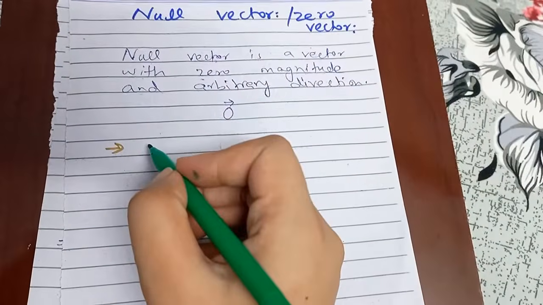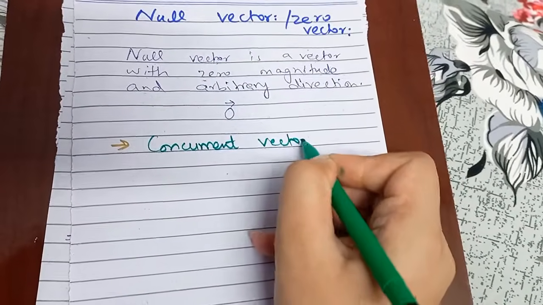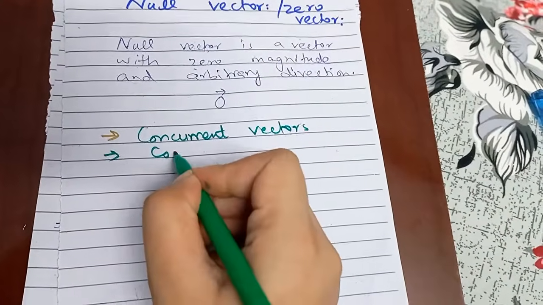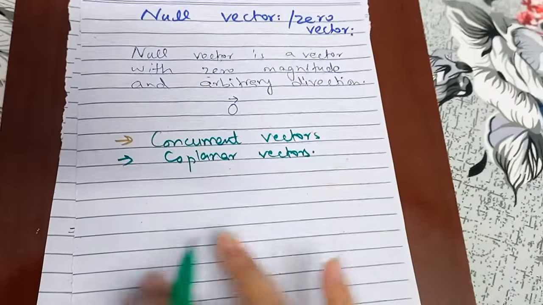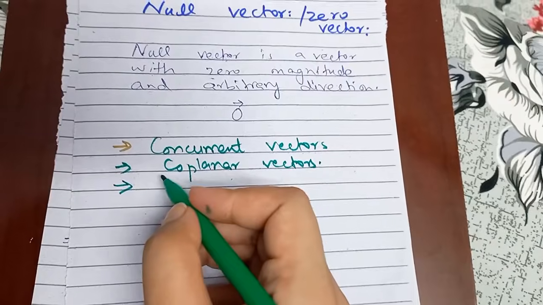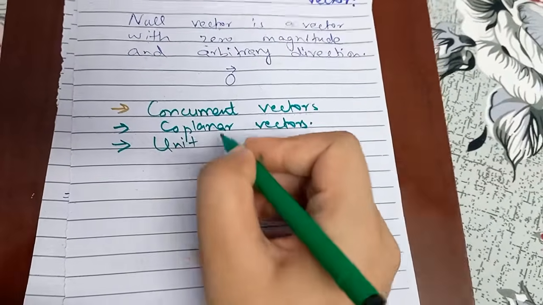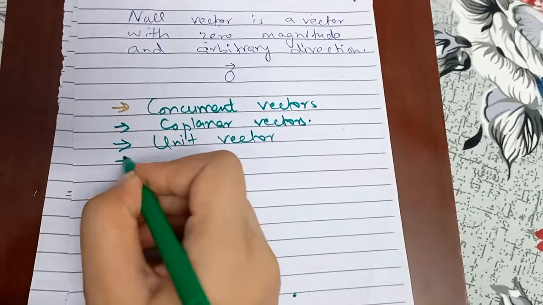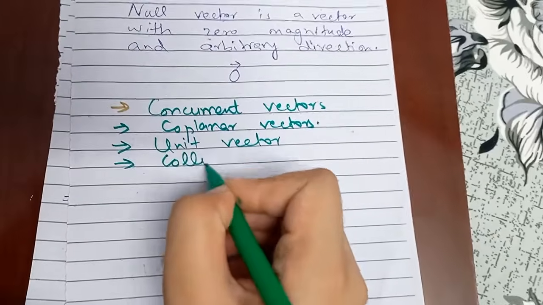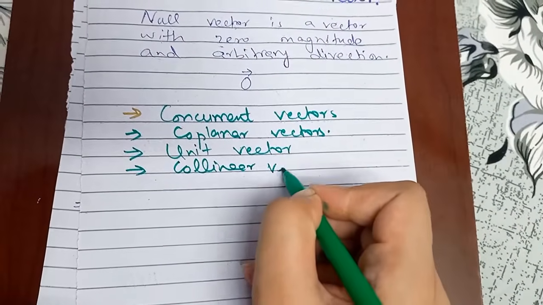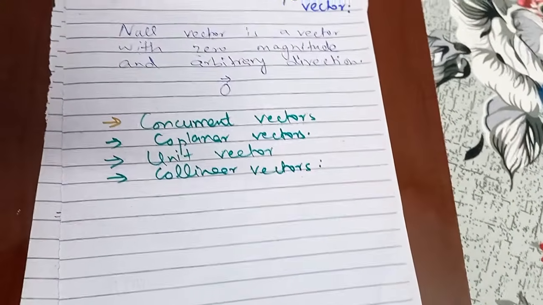Other classifications are concurrent vectors and coplanar vectors. We'll see the definitions of them, like what are these vectors. Unit vectors, we haven't defined it yet, so let me define them as well. And we have the collinear vectors. So let us define all of these.